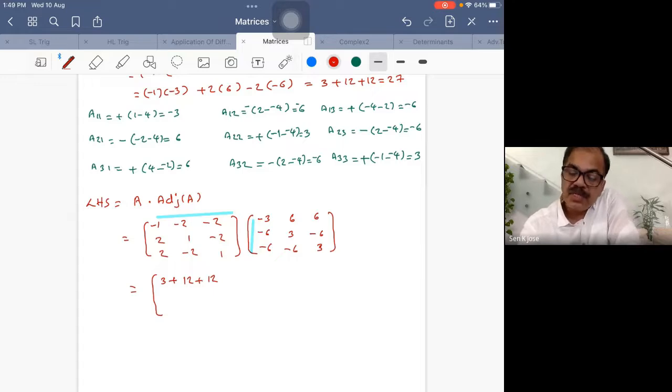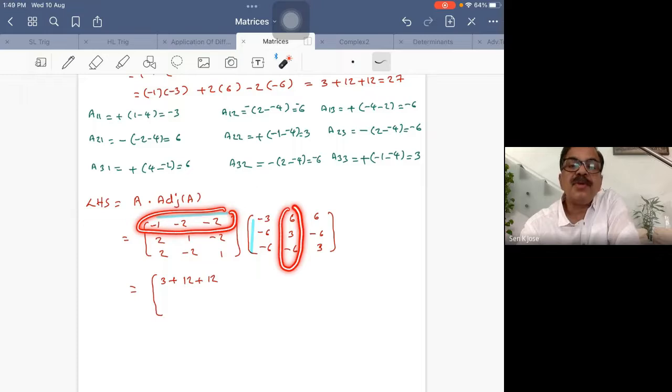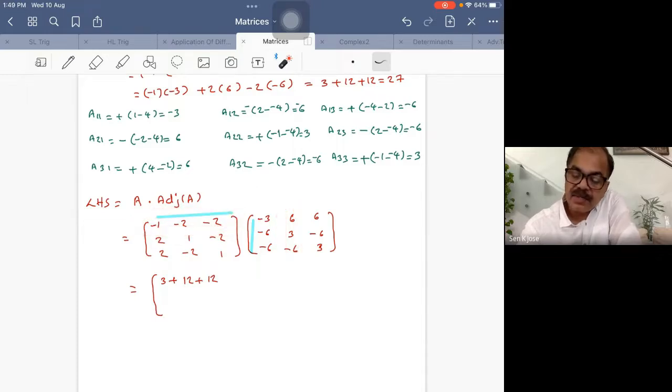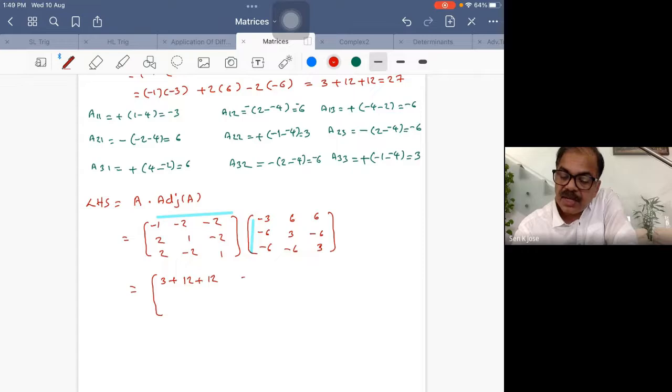Then first row into the second column. That's the first row with the second column. You multiply like that, and the corresponding elements will multiply. Minus 1 into 6, minus 2 into 3, and minus 2 into minus 6, like that. Corresponding elements. So I'm going to do that. So that will give me minus 6, and plus 12.